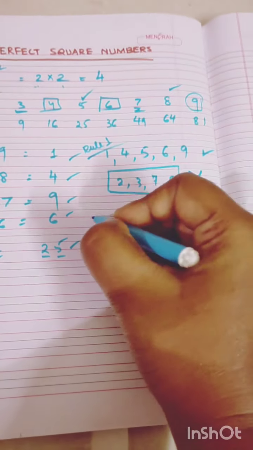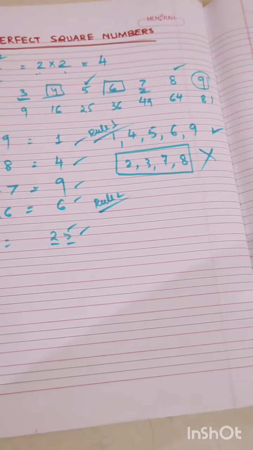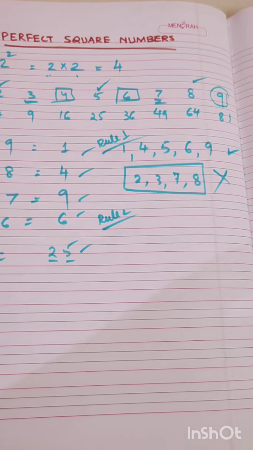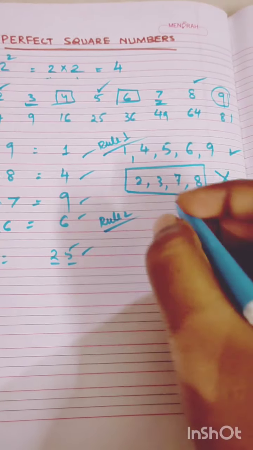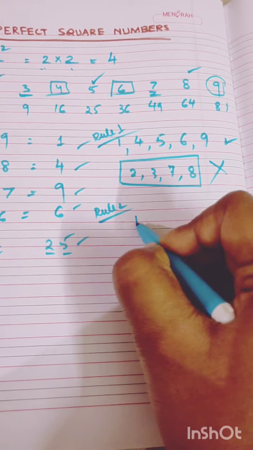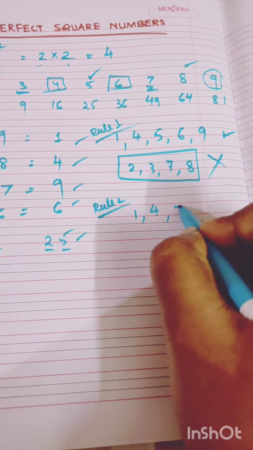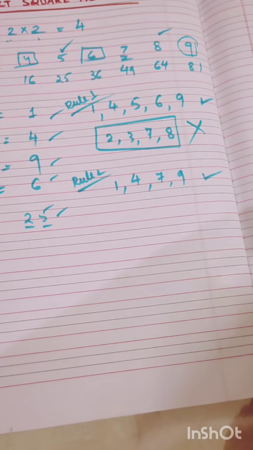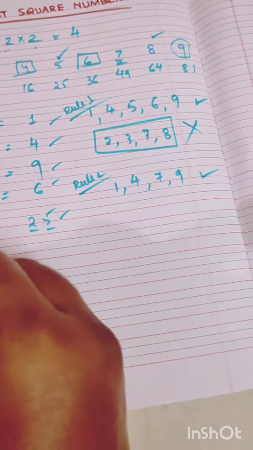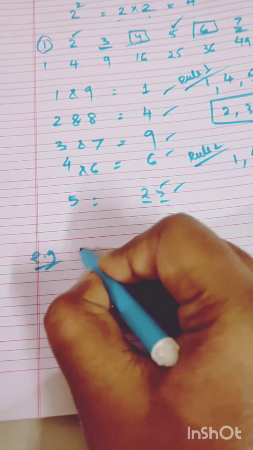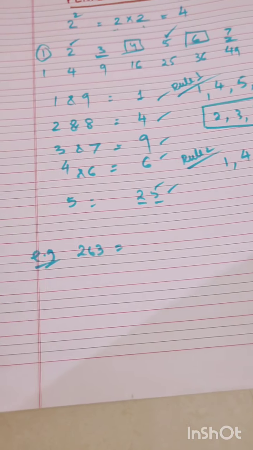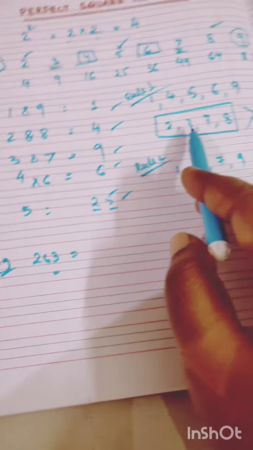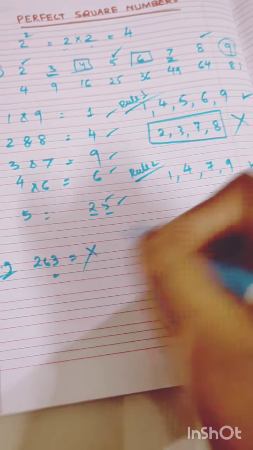Now let's move on to rule number 2. What is rule number 2 saying? Rule number 2 says that if the sum of the digits in a number ending with 1, 4, 7 or 9 is reached, then it will be a perfect square. For example, let us take the number 263. Rule 1 says that you have to check the last digit of the number. The last digit is 3. So here we can clearly see that it is not a perfect square.